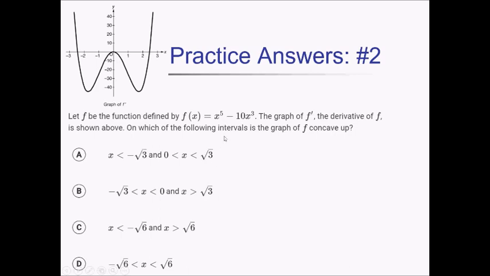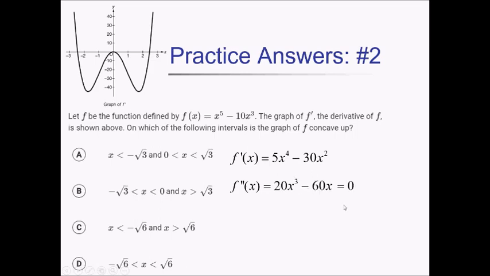So to figure out the value of those x values, we actually need to take the second derivative of this and set it equal to 0. So let's go ahead and do that. F prime then, let's start there. That's going to be 5x to the fourth minus 30x squared. And then f double prime is going to be 20x cubed minus 60x.